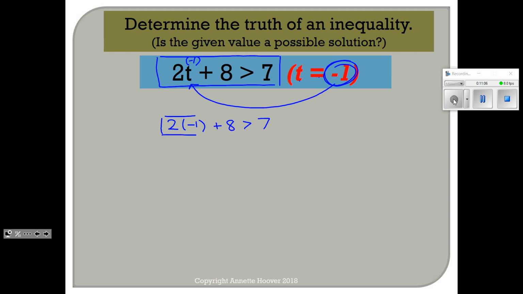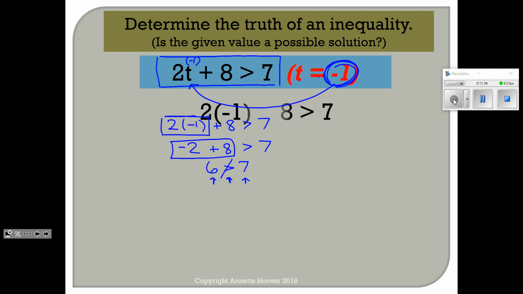We do our multiplication first, and 2 times -1 is -2, plus 8 is greater than 7. I just copied the rest. When we add with different signs, we subtract and keep the sign of the one with the greatest value, so that would be 6 is greater than 7. Is that a true statement? Is the number 6 greater than the number 7? That is not true. So that means if I were to graph this, -1 would not be part of the solution, because that is not a true statement.